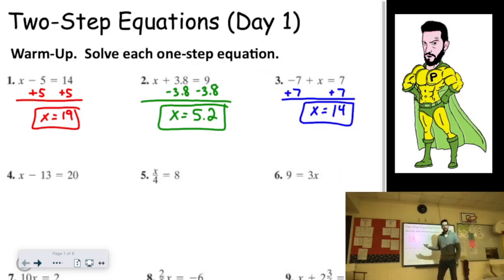Great. X minus 13 equals 20. How do we get rid of minus 13? You got it. We'll add 13 to both sides. 20 plus 13 gives you 33.